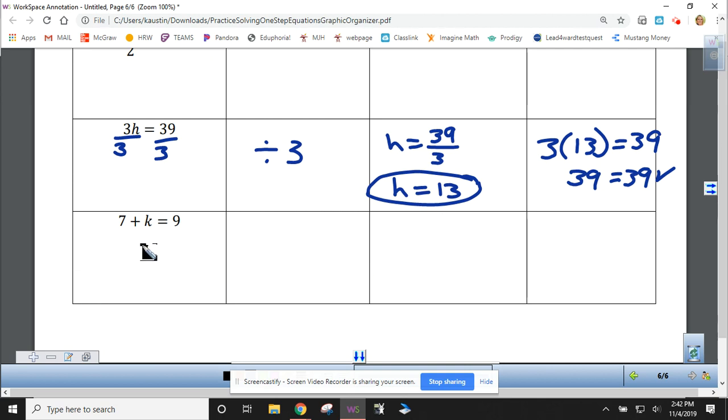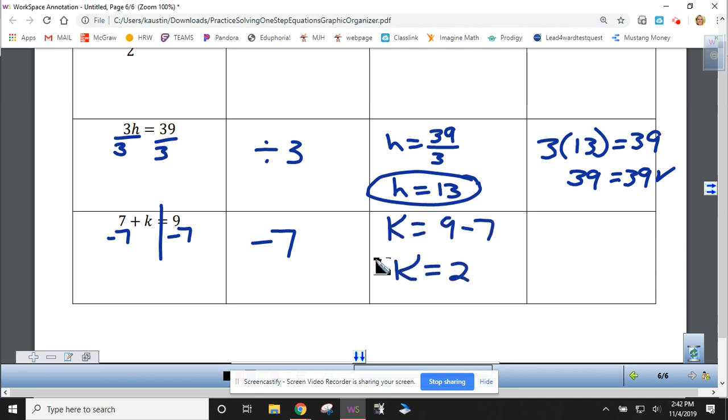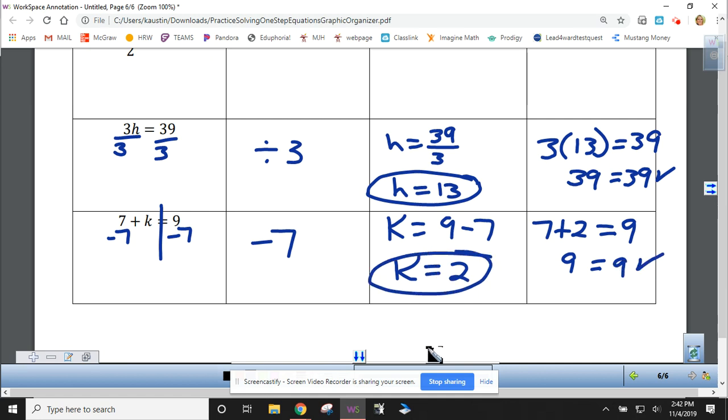All right, and the last one on this page is 7 plus a number equals 9. Well, the opposite of adding the 7 is to subtract it. We're going to subtract the 7 because we're trying to get our variable all alone. So we have k equals 9 minus 7, which is 2. So if I go back in, 7 plus 2 does equal 9. So 2 is our correct solution.